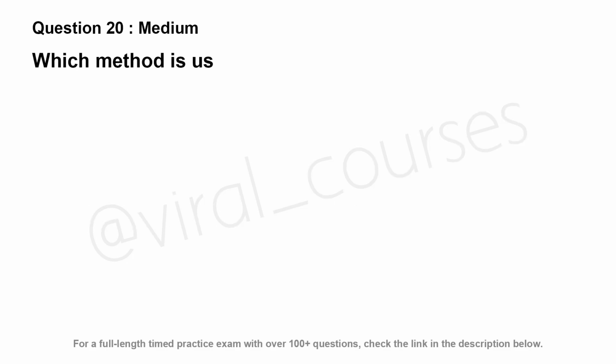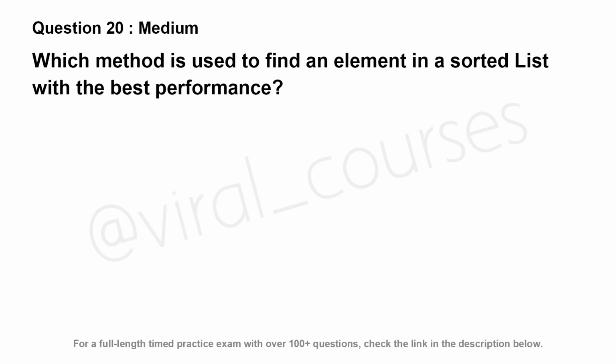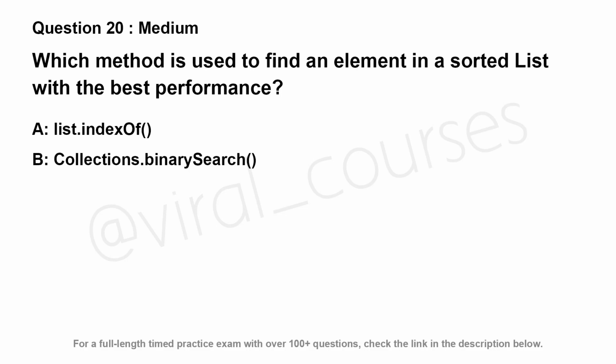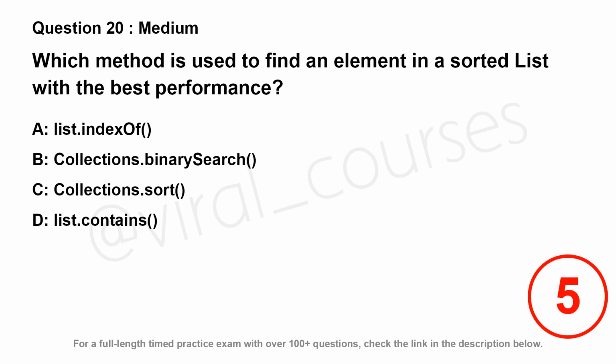Which method is used to find an element in a sorted list with the best performance? Option A, list.indexOf. Option B, Collections.binarySearch. Option C, Collections.sort. Option D, List.contains.